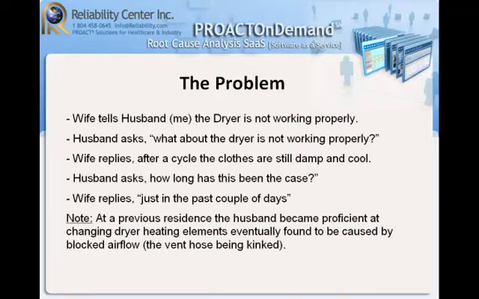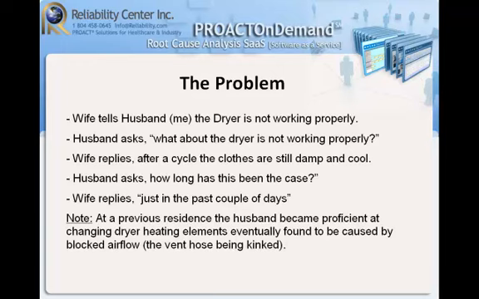Okay, so let's first describe the problem. The wife tells the husband, me, the dryer is not working properly. The husband asks, what about the dryer's not working properly? Wife replies, after a cycle, the clothes are still damp and cool. I ask, how long has this been the case? Wife replies, just in the past couple of days.